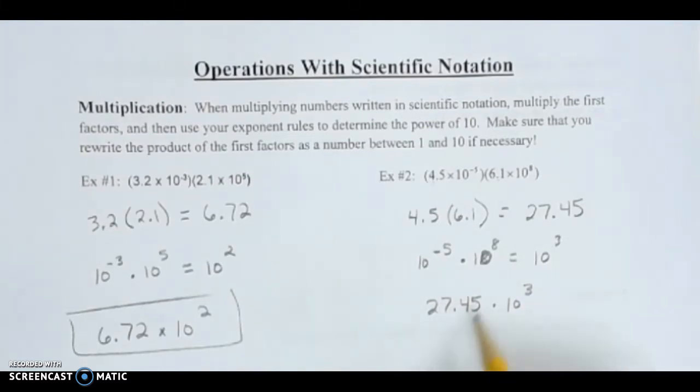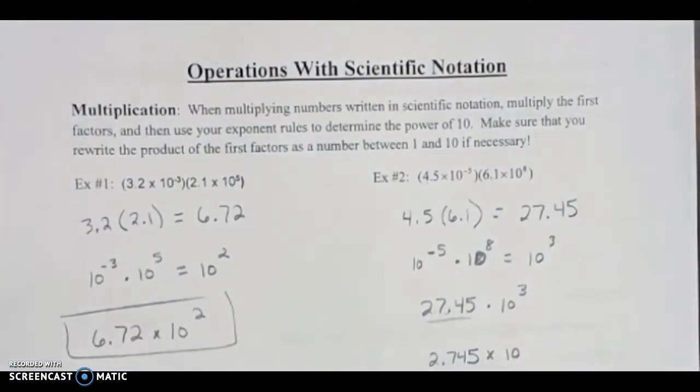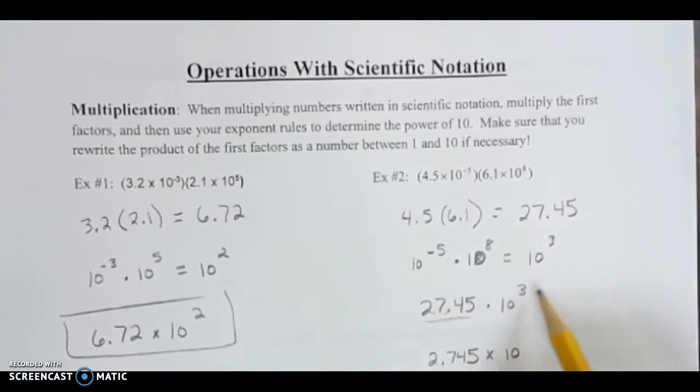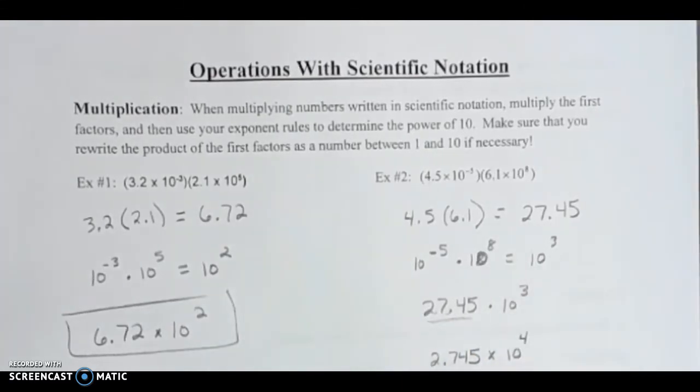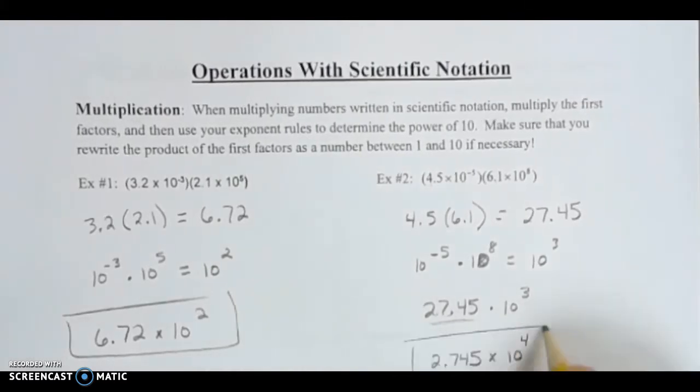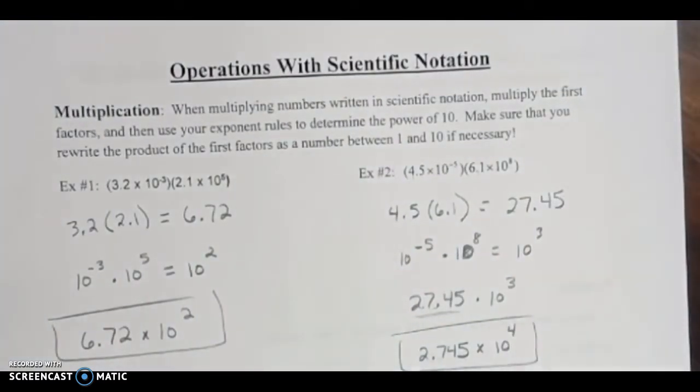Okay, and so right now I have 27 and 45/100ths times 10 to the third power, but this isn't in scientific notation because this first factor isn't between 1 and 10. So I'm going to have to move my decimal point 1 place to the left, which is going to make this number 2 and 745/1000ths times 10. Okay, well, since I moved this 1 place to the left, that's going to increase my exponent by 1. So that's going to become an exponent of 4. So we get 2 and 745/1000ths times 10 to the fourth power.